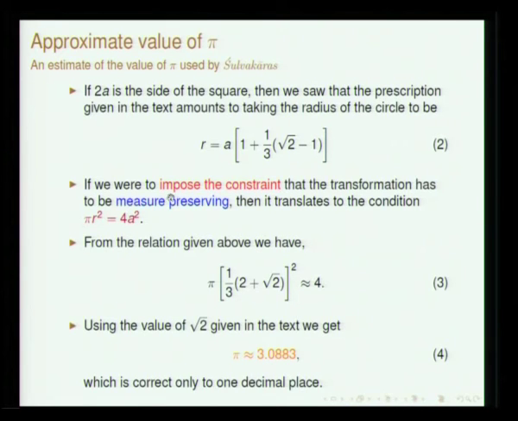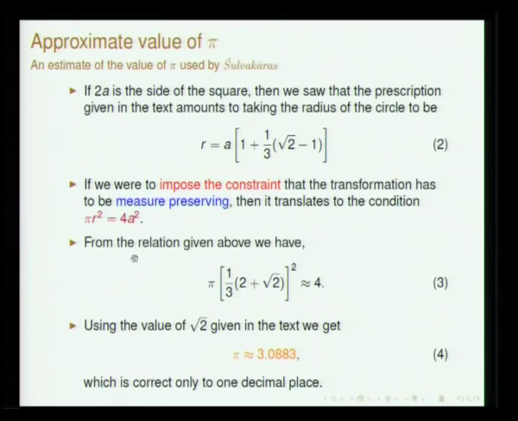So, if we impose the constraint, as I mentioned earlier, that this circle has to have the same area as the square which was transformed, then we have the equation pi r square should be equal to 4a square, right. So, we took the side to be 2a and that should be pi r square, as we understand today. So, what has been given as r is this expression. If we use the value of root 2 which has been shown by the Sulvakara himself, then the value of pi turns out to be approximately this, in this prescription which has been given.